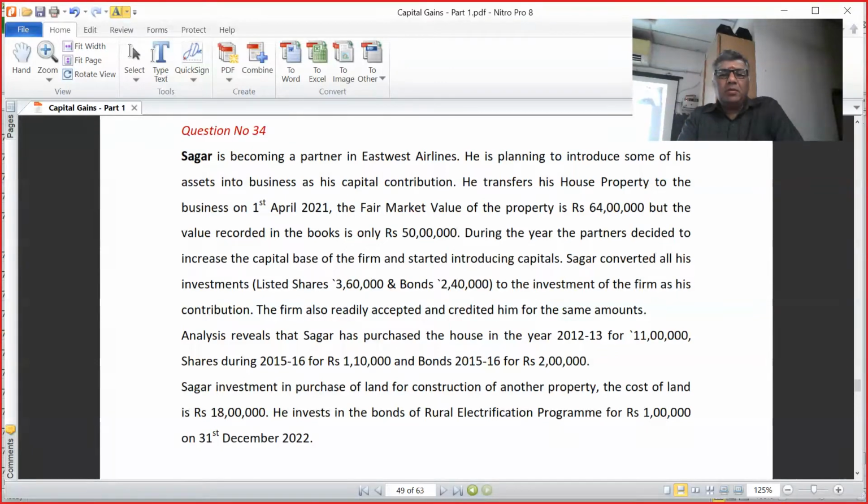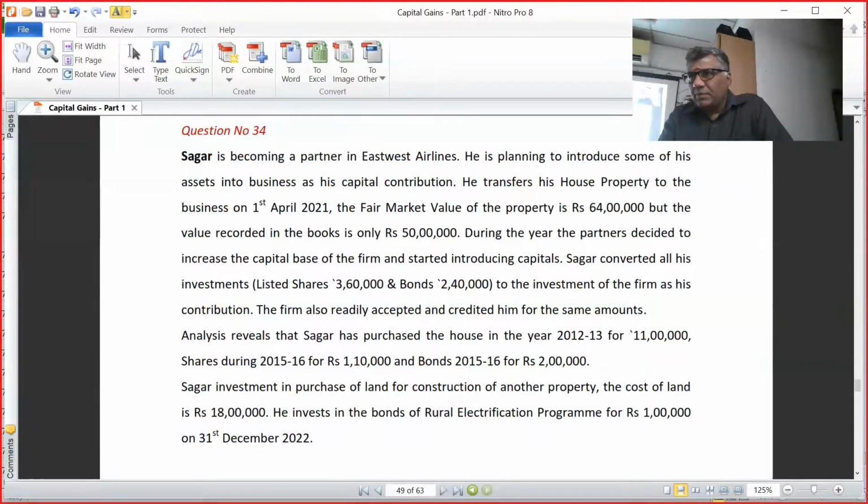During the year, the partners decided to increase the capital base of the firm. Sagar converted all his investments, listed shares and bonds, into his capital contribution to the firm. The firm readily accepted and credited. Analysis revealed that Sagar has purchased a house, shares and bonds. Sagar invests in purchase of land for construction of another property. The cost of land is 18 lakhs. Can I claim 54 for purchase of land for construction of property?